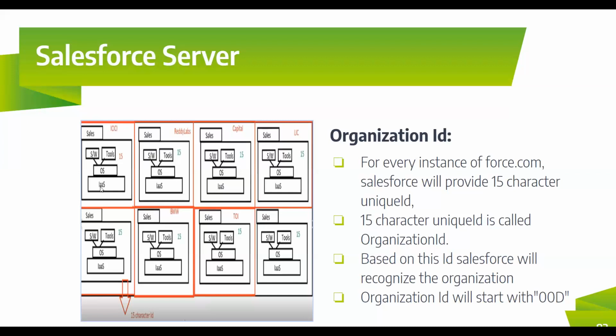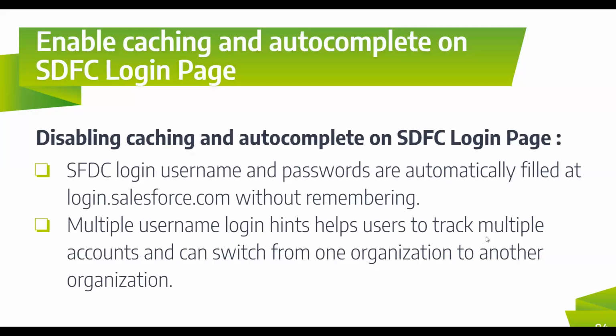Based on this ID, Salesforce will recognize the organization. Right? It is going to start with 00D. Organization ID always starts with 00D and is followed by a 15-digit number. It is a case sensitive number. In case you want to make it case insensitive, you have to add 3 more letters to it so that it becomes case insensitive. So this is nothing but the organization ID.